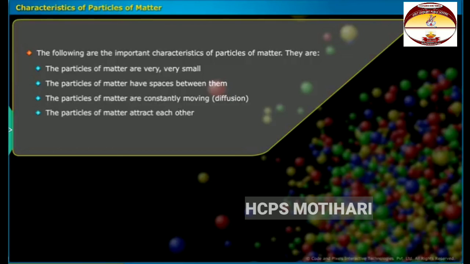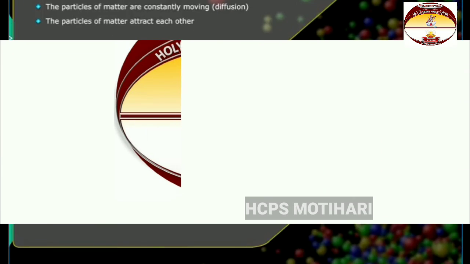We will perform some simple experiments to show all the characteristics of the particles of matter in a later session of this module. See you there.